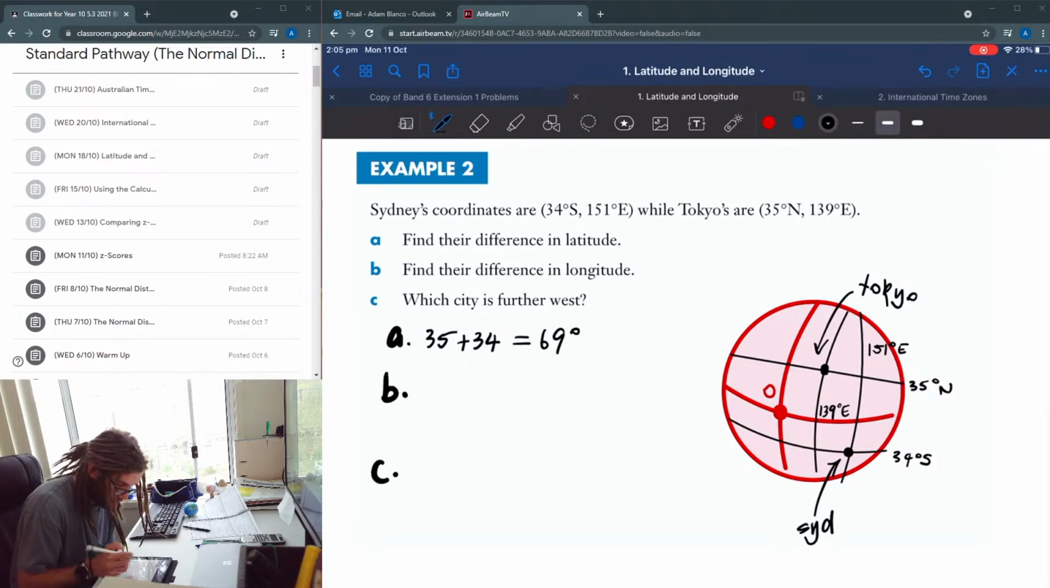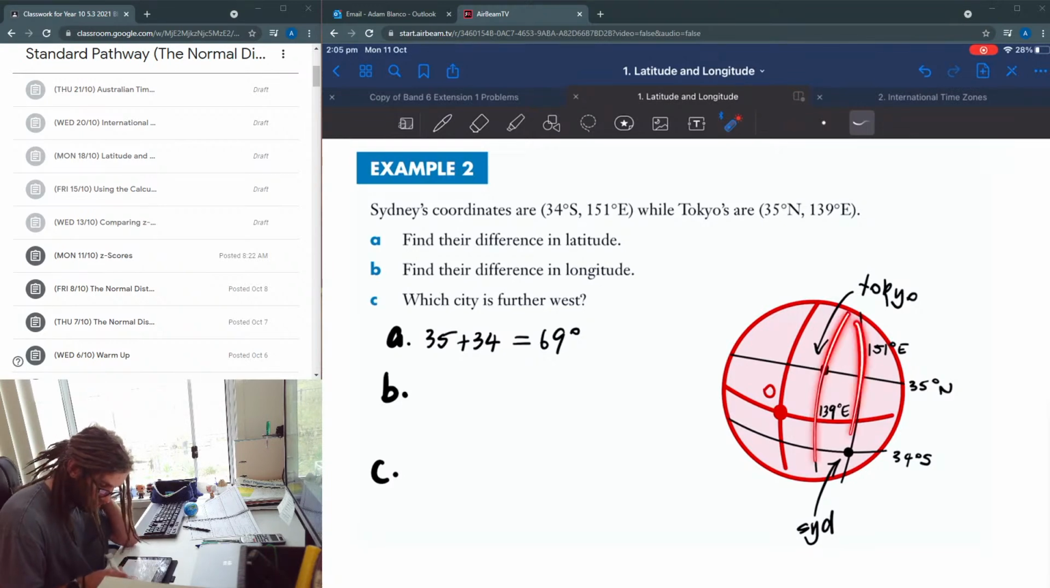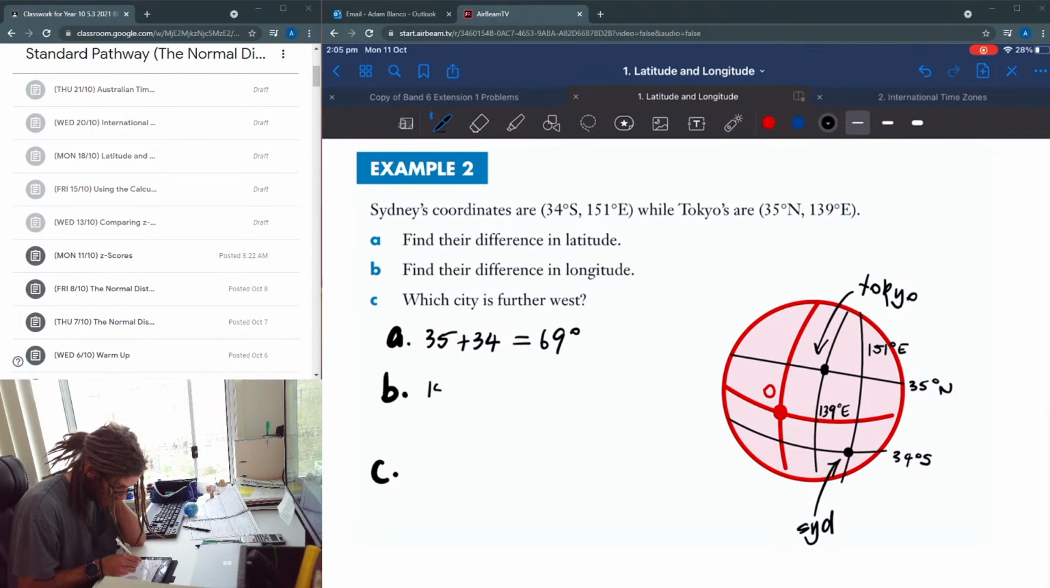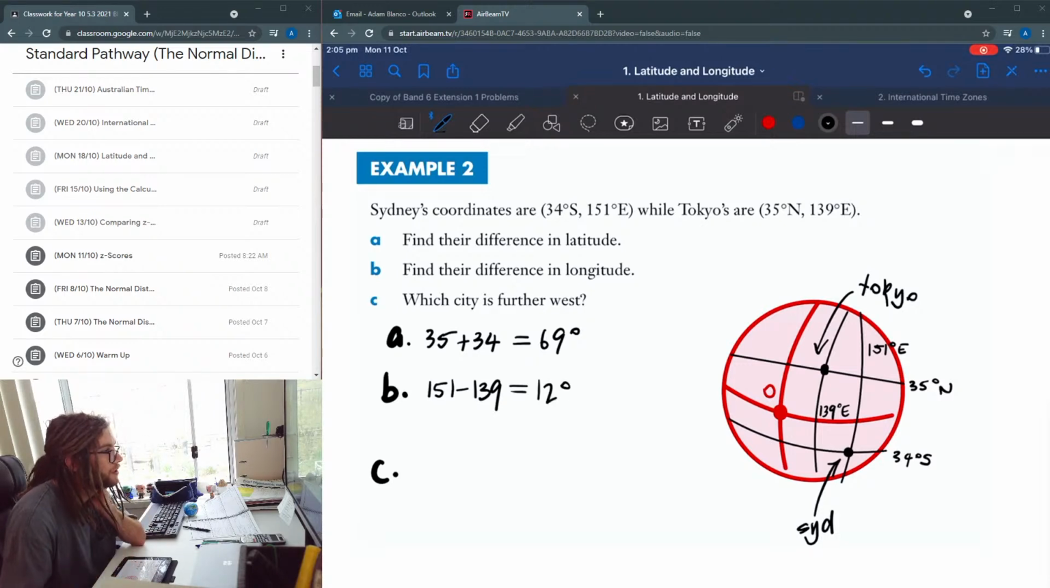B, C. So for B, what's the difference in the longitude? That's this distance in here. It's 151. What's the difference between 151 and 139? I can do 151 minus 139. That's going to give me 12 degrees. Is that right? I hope so.